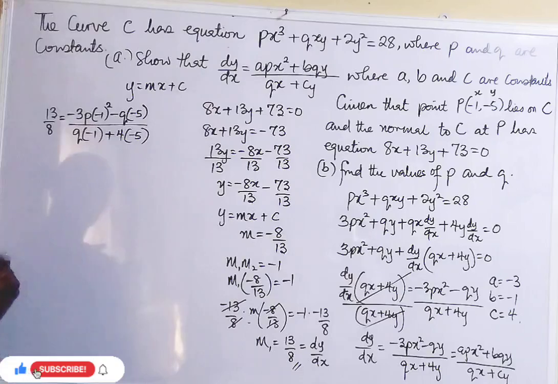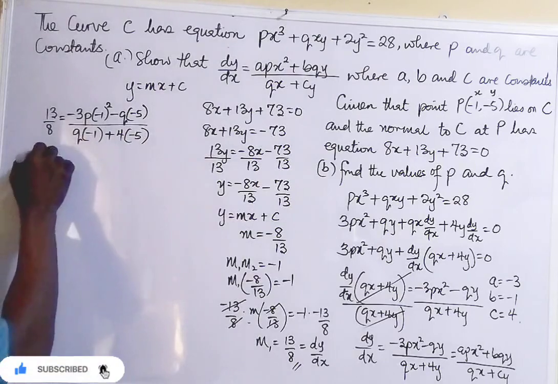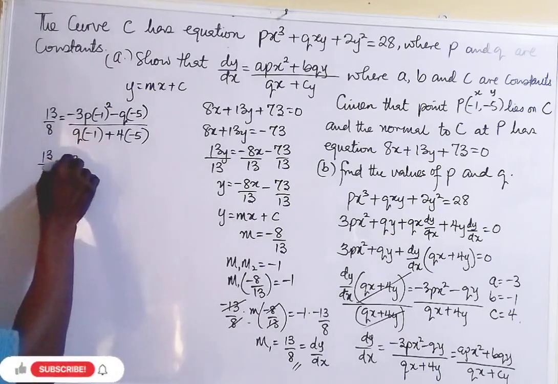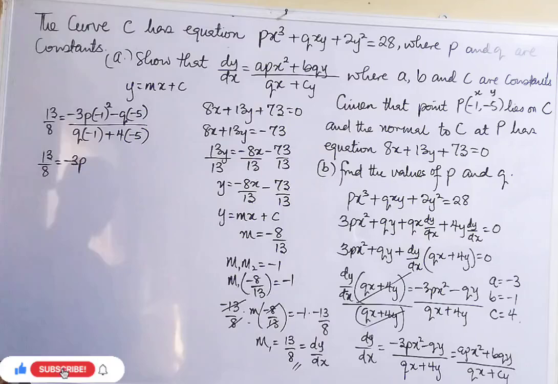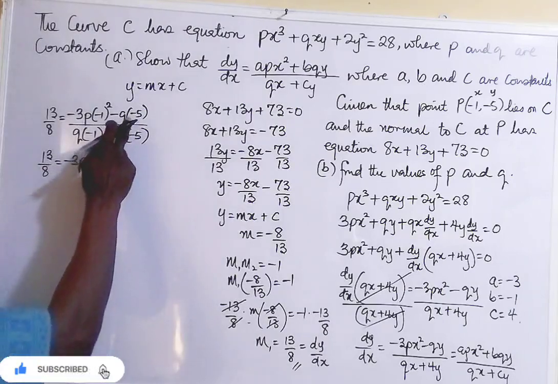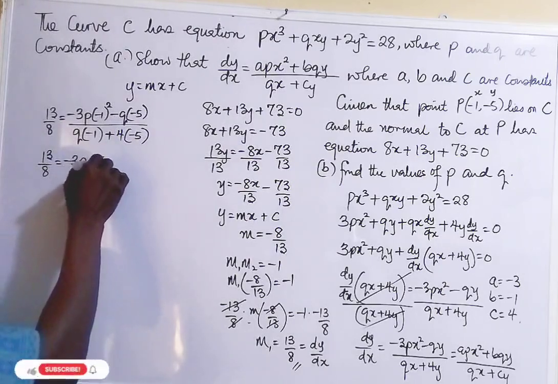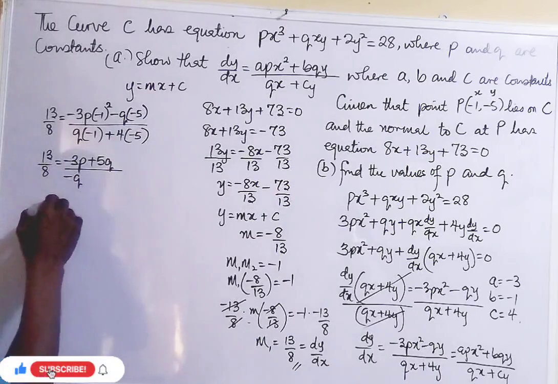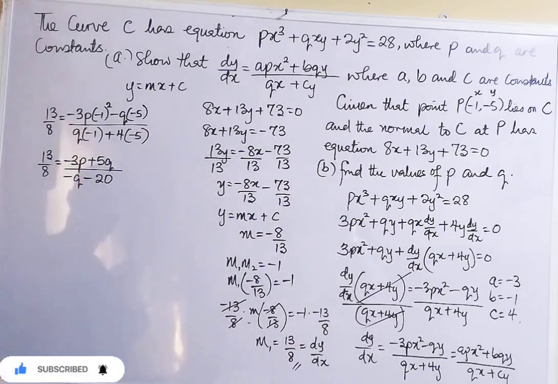We need to be very, very careful here because of the minus signs and exponents. So here we have 13 all over 8 equals negative 3, then here we have p, because negative 1 to the power of 2 is 1. Then negative 5 times negative q gives plus 5q. Then all over this is negative q, then negative 20. So that is that. To this time, let us just cross multiply.